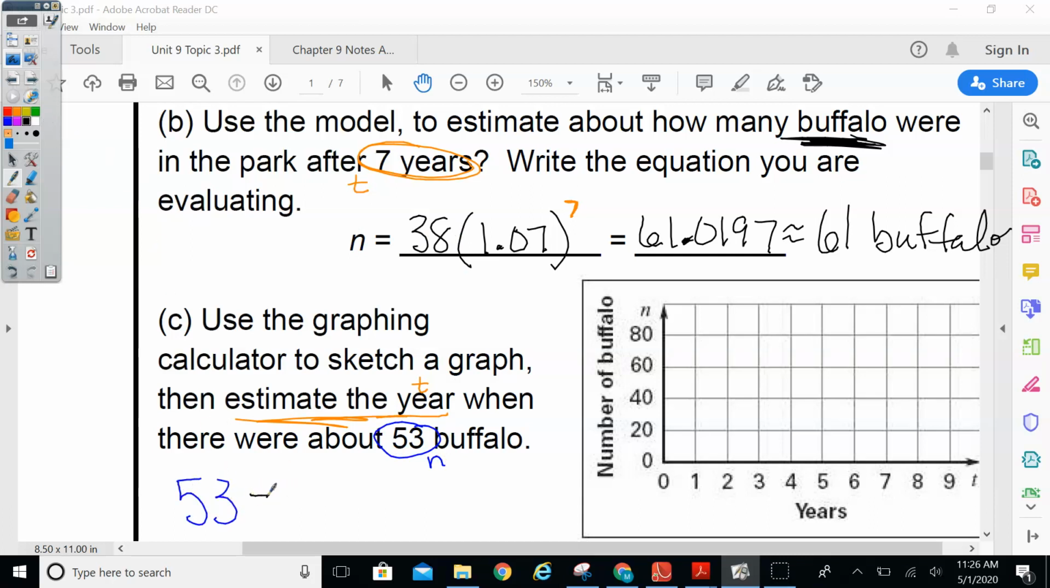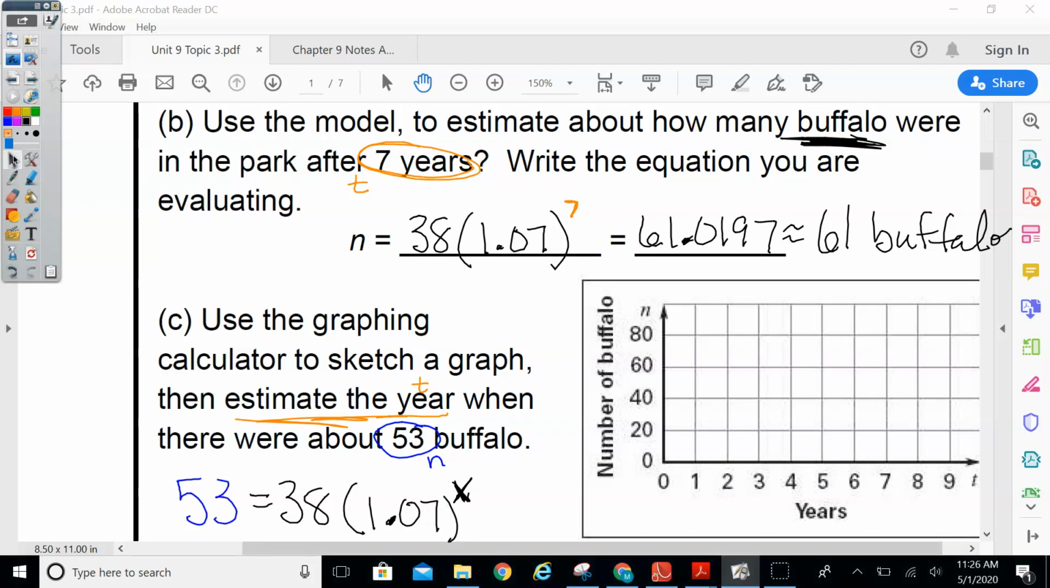And I want to see when that is equal to my equation, 38 times 1.07 to the x power. This is what I'm looking for. I'm looking for x. We don't know how to solve this by hand yet. We don't divide by 1.07, it's not going to work. The only way we can solve it right now, until we get logarithms, is by graphing it.